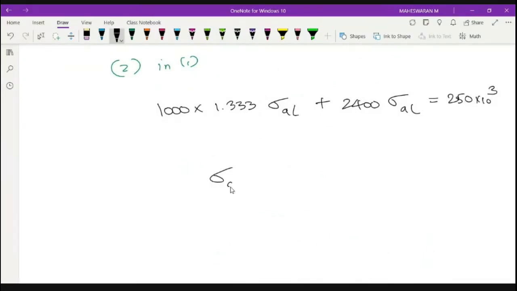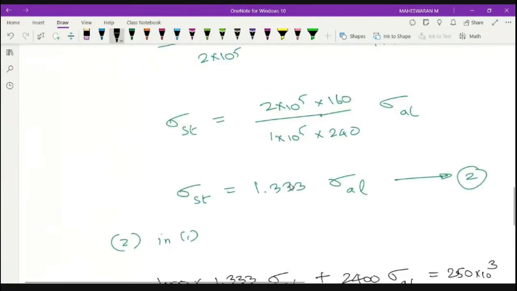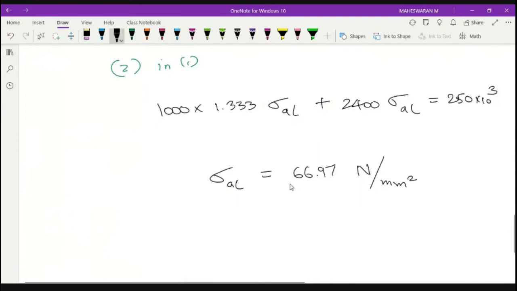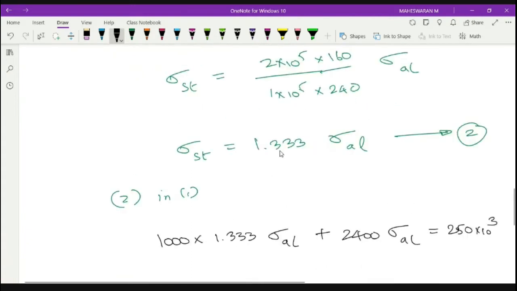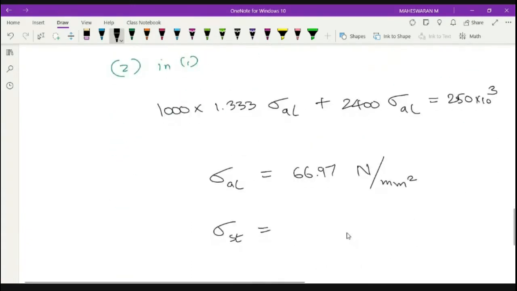What is your sigma AL? You are getting 66.97 Newton per mm square. I can substitute it to identify what is your sigma for steel. I have to multiply with 1.333. Multiply and tell me what is the value. We are getting 89.27 Newton per mm square. So this is my answer.